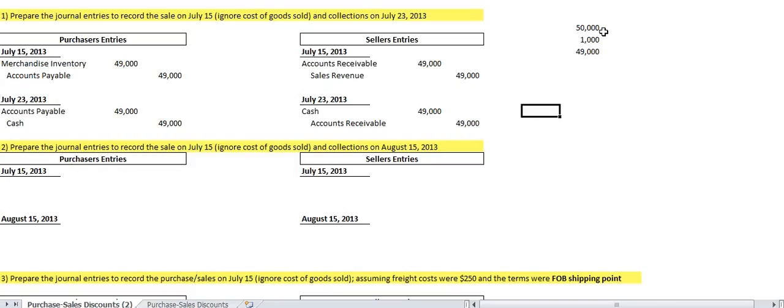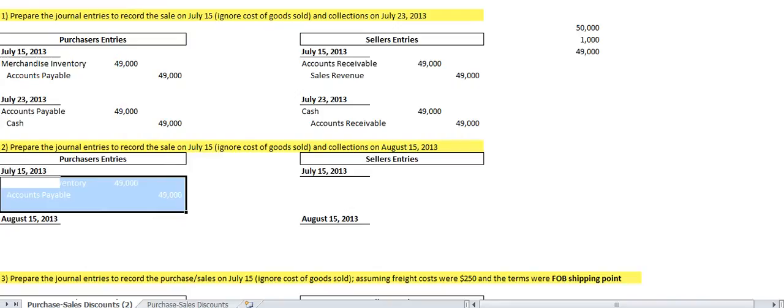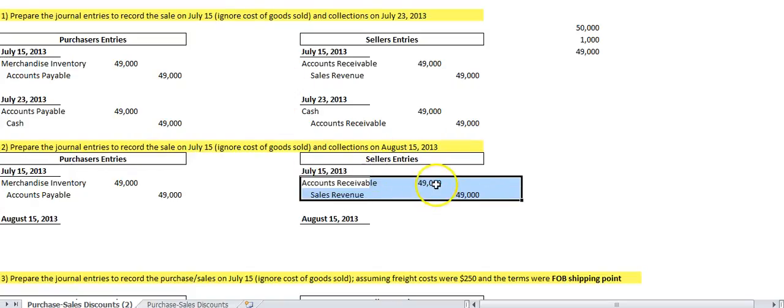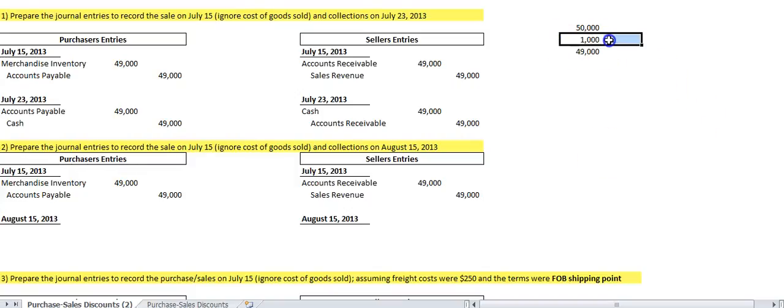The first entries are going to be pretty much the same because obviously both the purchaser and the seller do not know if you're going to pay on time or not. So we're simply going to go with the same entries. The purchaser debits merchandise inventory because merchandise comes in, and accounts payable because they now must pay this amount. The seller does the same entry it did before. Accounts receivable because it now expects 49,000 to come into the store, and the sales revenue of 49,000. But here's where we have a difference. So what if they don't take advantage of the sales discount, the 2%, right? This $1,000. So how do we book that now?